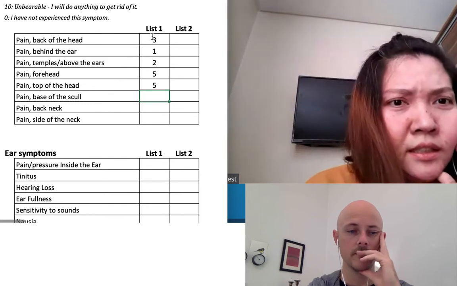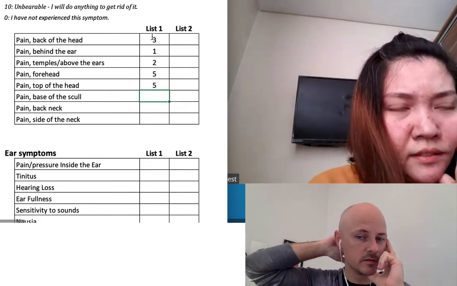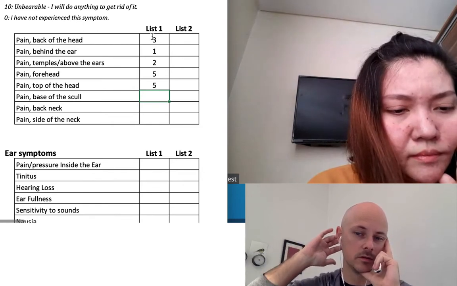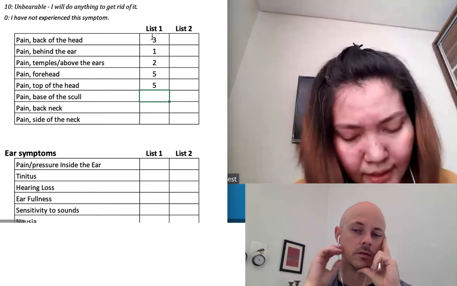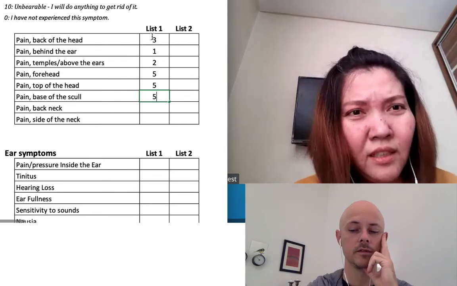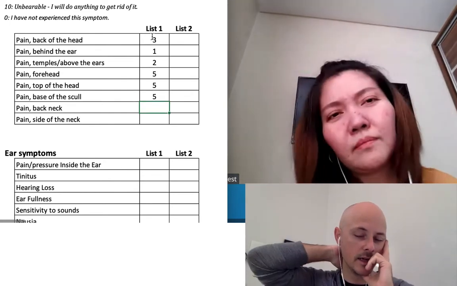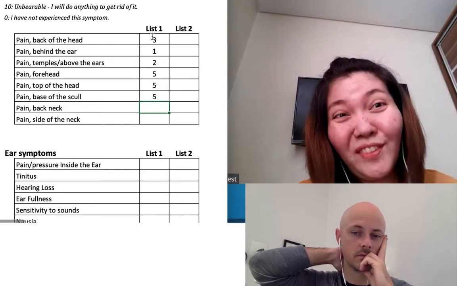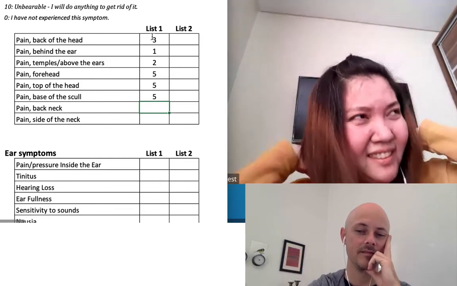And then we have pain in the base of the skull. So that's between the neck and the back of the head. Back of the skull. 5. And then we have pain in the back of the neck. 5 also. Neck and skull.